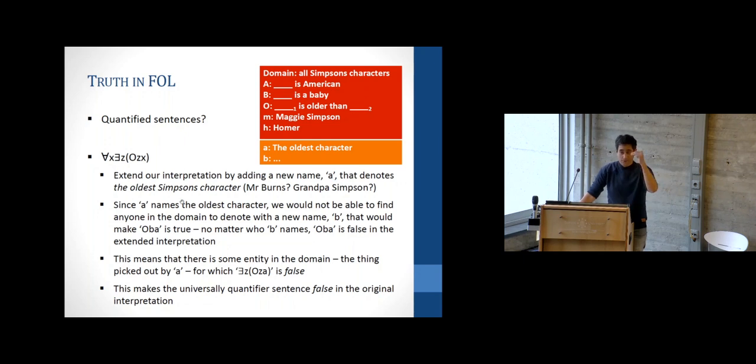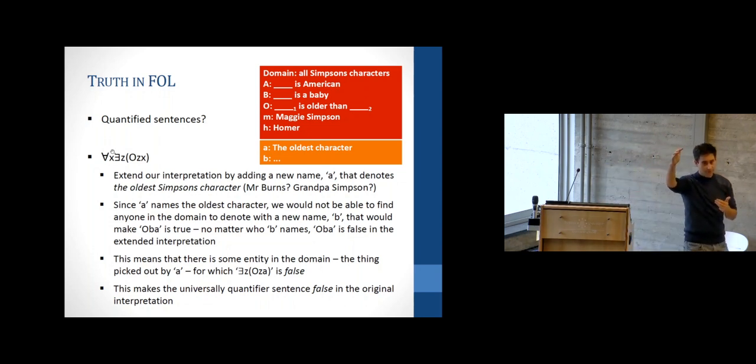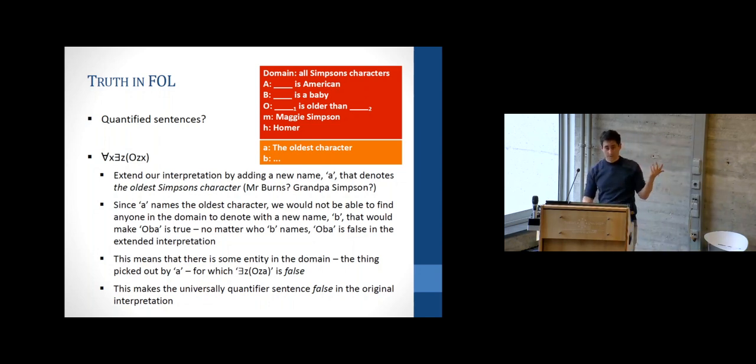Yeah, but there is an oldest character. So it means that for every person, any character you pick, there will be another character who is older than them. But this is not true in our domain because we have finitely many characters and one of them is going to be the oldest. Okay?